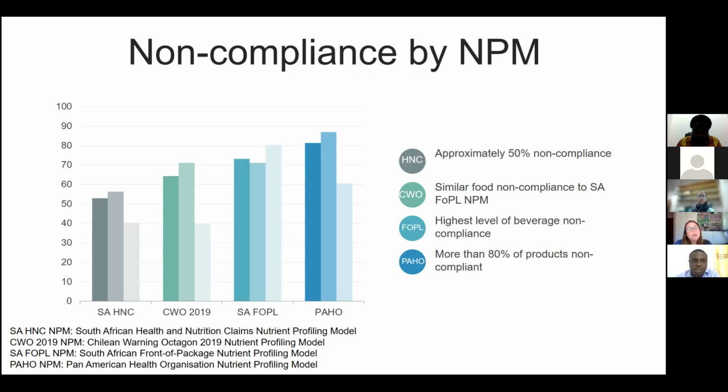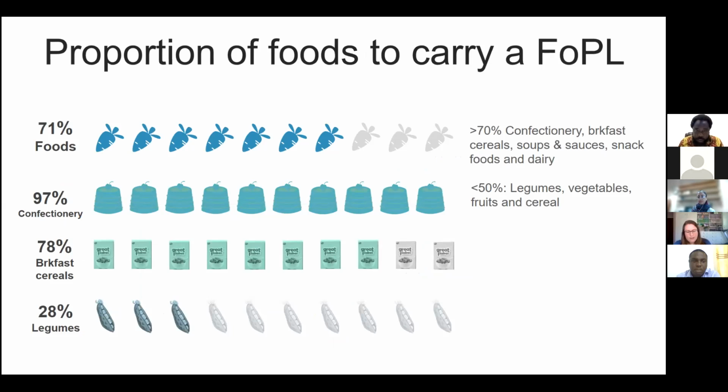The Chilean model and the front of pack labeling model performed similarly, except for beverages, where our proposed front of pack labeling model was strictest, given the criteria for non-sugar sweetener, as well as the criteria for free sugars rather than added sugars that we made use of. If the proposed model is used, 71% of foods would carry a warning label.